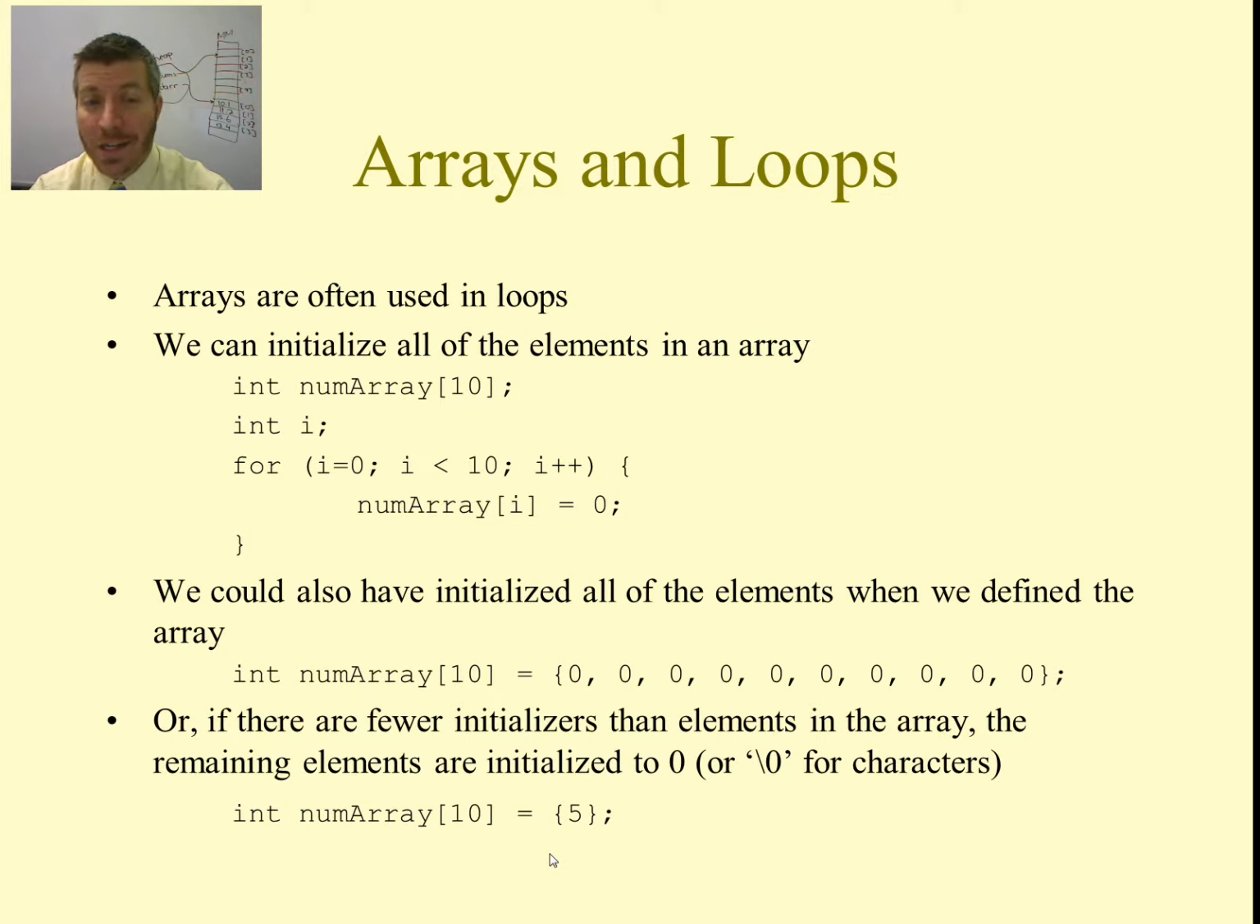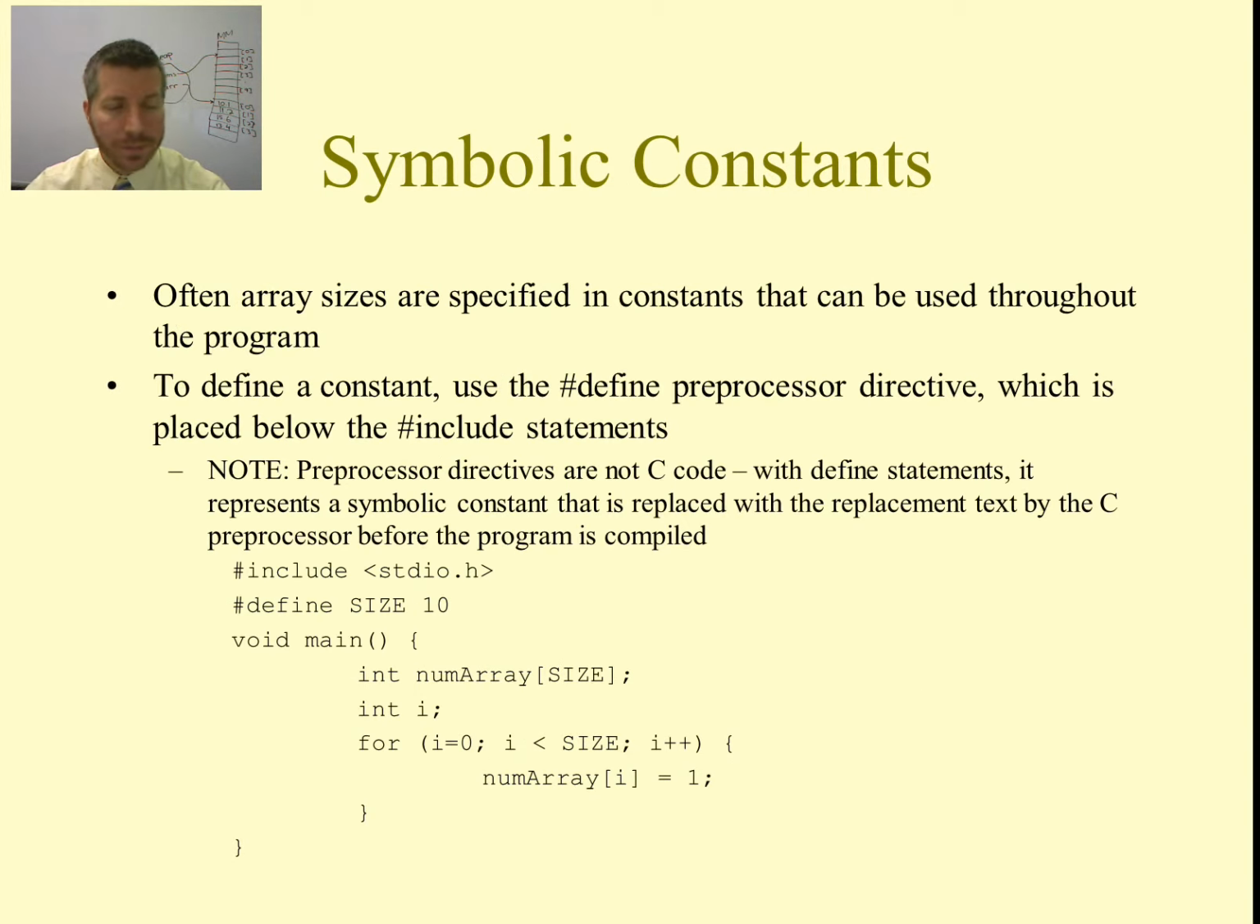But it'll initialize the first value, which is num array sub 0, to be a 5, but all of the subsequent values, so num array sub 1 all the way through num array sub 9, are going to get 0 as their initialized value. So just a couple different ways that we have for initializing the value of variables.